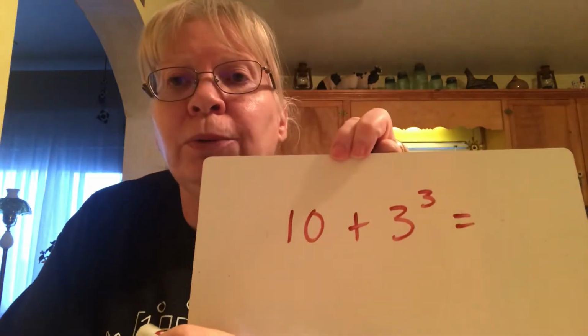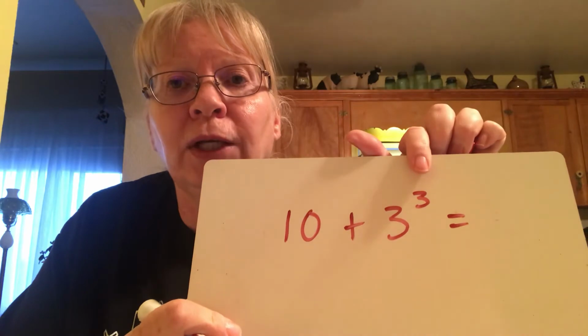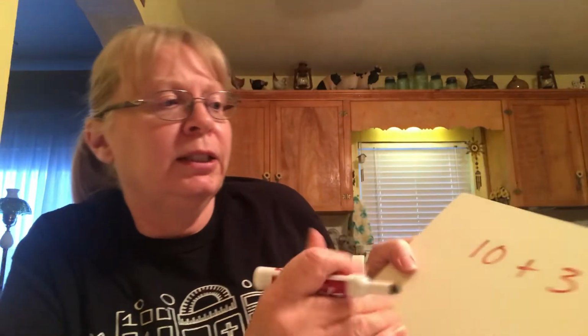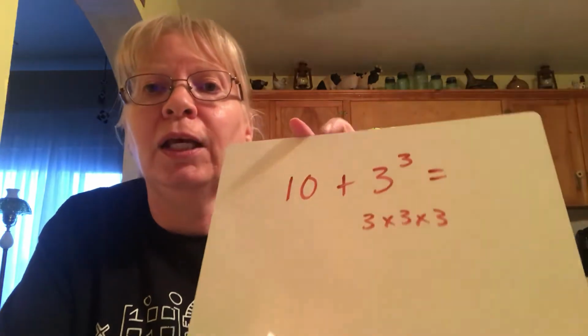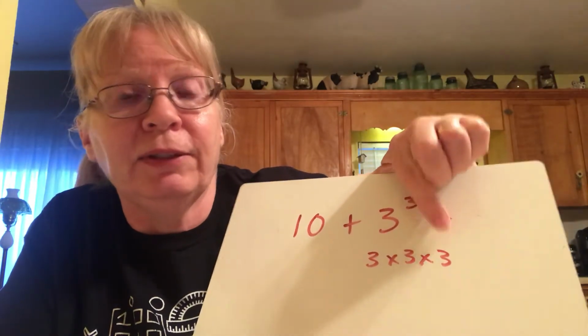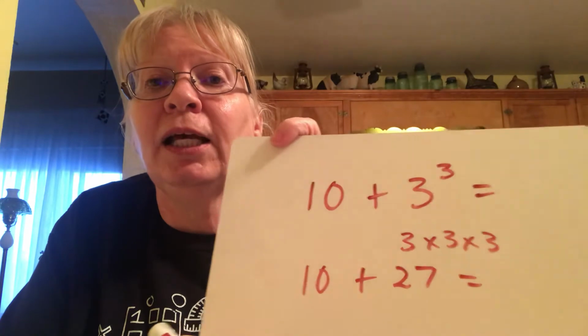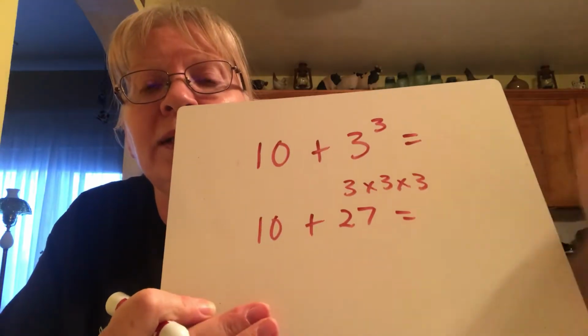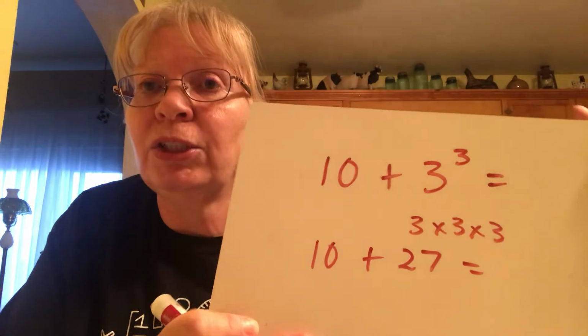All right, let me do this one. 10 plus 3 to the third. Okay, no parentheses, but we do have an exponent, okay? 3 to the third, remember, is 3 times 3 times 3, okay? 3 times 3 is 9. 9 times 3 is 27. So I'm going to change that to 10 plus 27. Right, I brought the 10 down. 3 to the third is the same as 27. 10 plus 27 is 37.